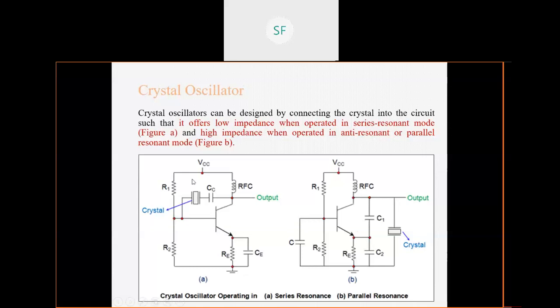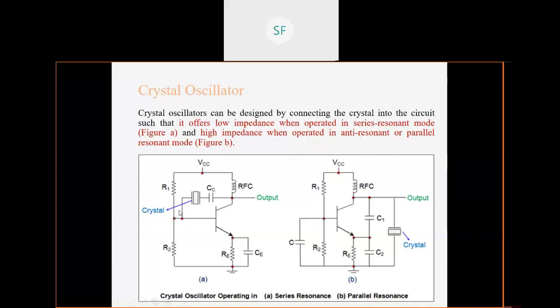So crystal oscillators can be designed by connecting the crystal into the circuit such that it offers low impedance when operated in series resonance mode, this is the series resonance mode, and high impedance when operated in anti-resonant or parallel resonant mode, that is figure B. So these two circuits you should remember. Now you can write down the circuit description for these two circuit diagrams.